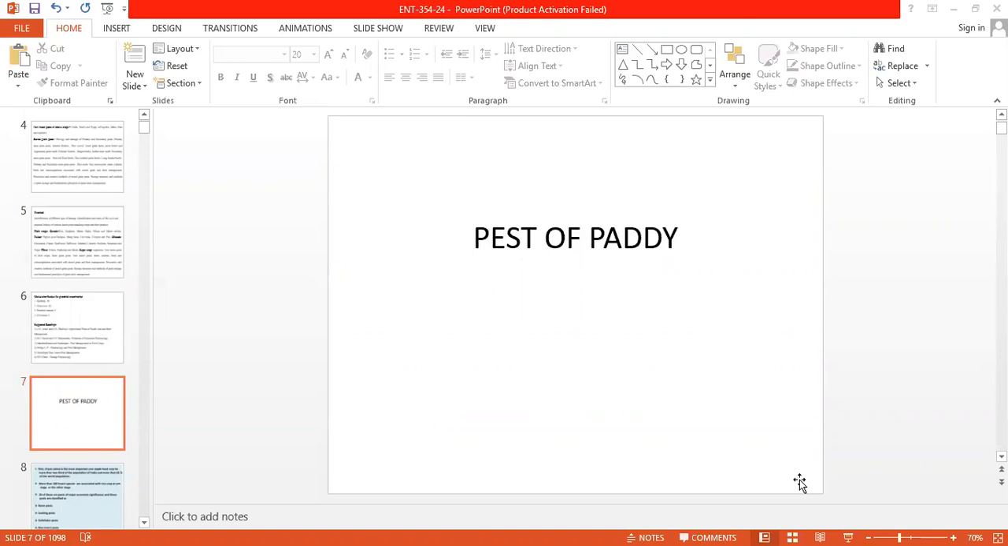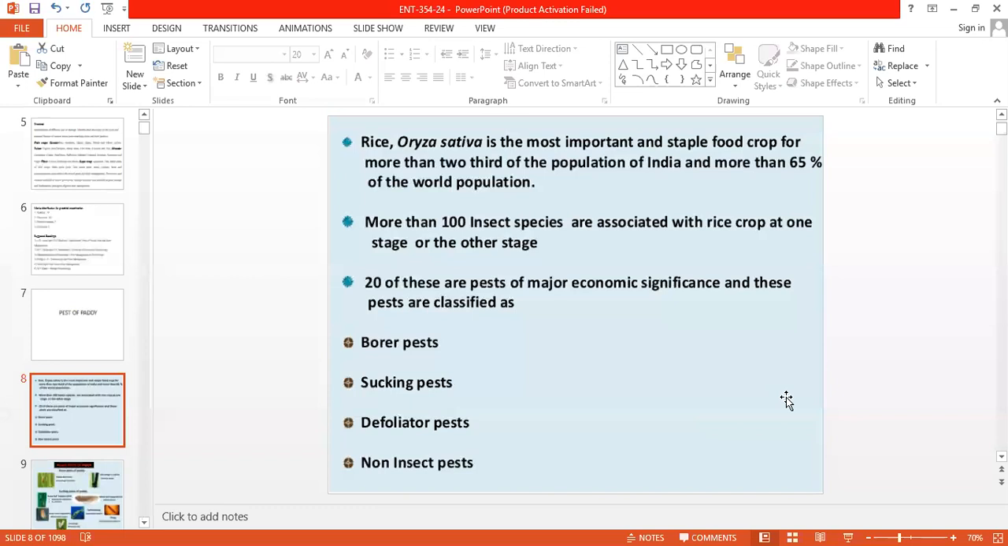Today, the first topic in that course is the pest of paddy. Paddy is a major agronomical field crop. More than two-thirds of the population of India has rice, or Oryza sativa, or paddy, as the most important staple food, and more than 65% of the world population depends on paddy. This paddy crop is mainly infected by various insect pests.